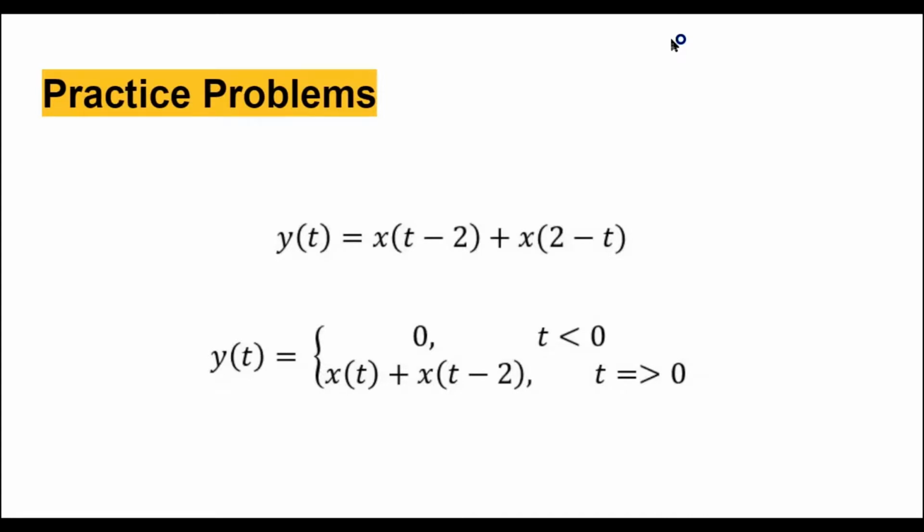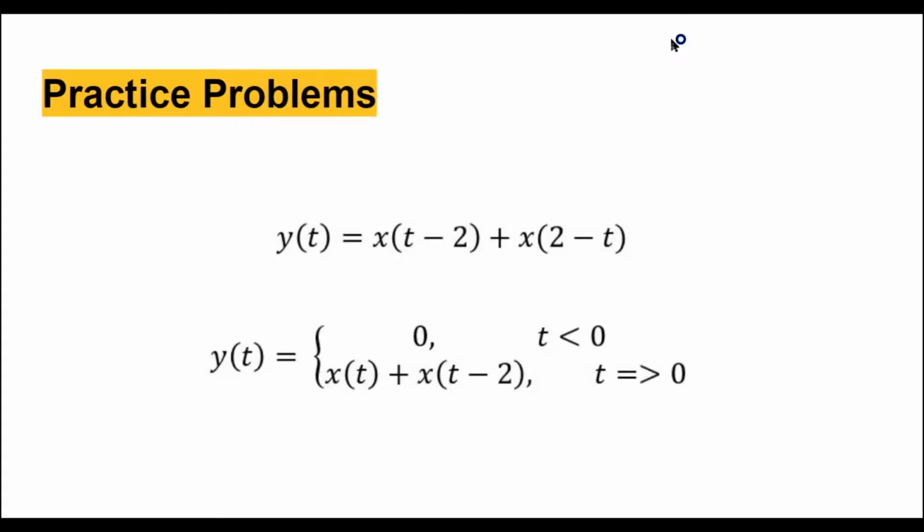The other thing too is this system's not causal. For example, if we were to say t equals 0, we're going to have an x of -2 and an x of 2. X of 2 is a future value, so we won't be able to have a causal system. So this system requires memory and is also not causal.